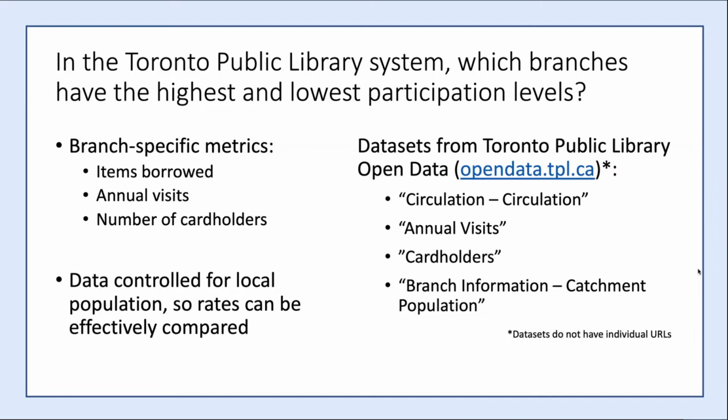I found 3 datasets from Toronto Public Library Open Data that could indicate 3 different types of engagement for each branch: circulation, or number of items borrowed per year, total number of annual visits, and number of active cardholders registered.